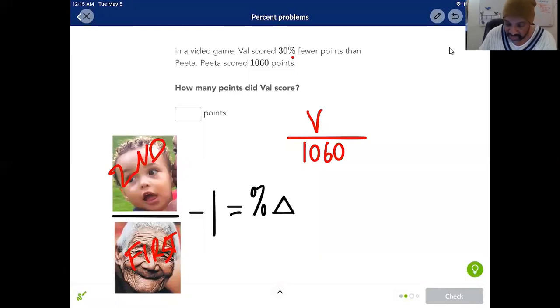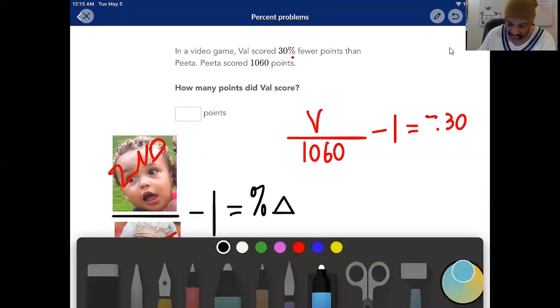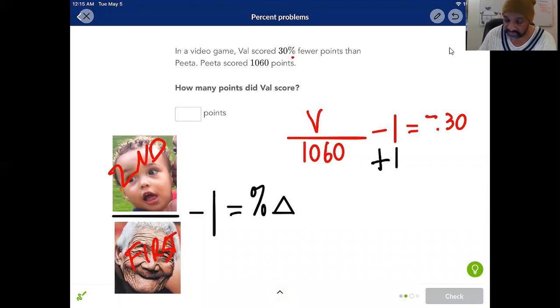V over 1060 minus 1 equals 30% fewer. 30% fewer, that's 30% less. So that's going to be a negative 0.30. Now, all you have to do is solve for V. So it's going to be plus 1, right? So it's going to be $1 minus 30 cents. That's going to be 70 cents.